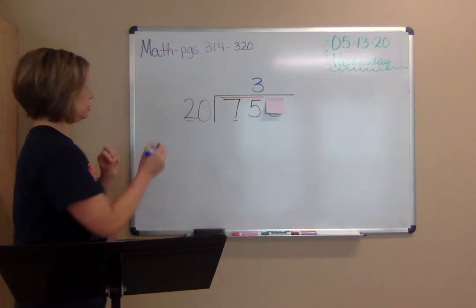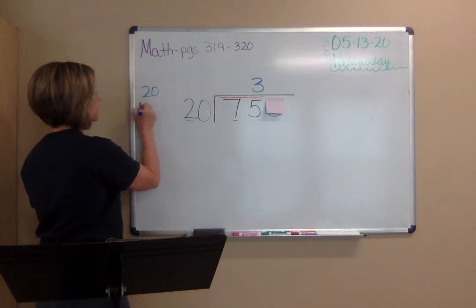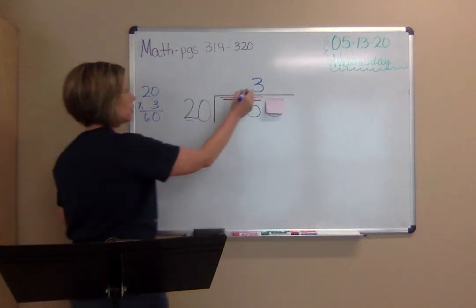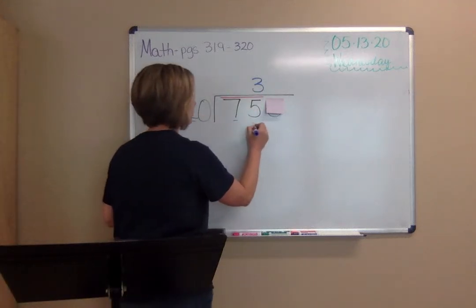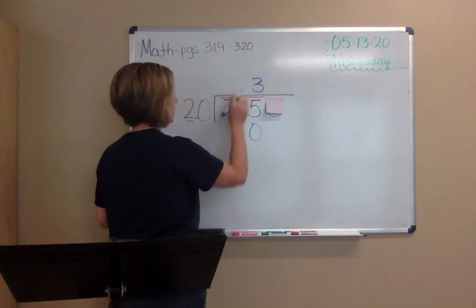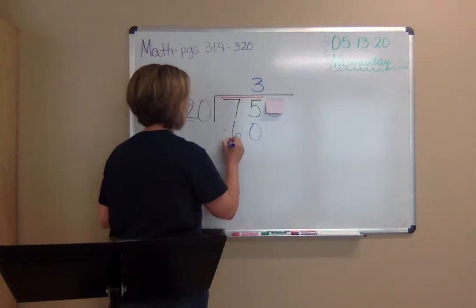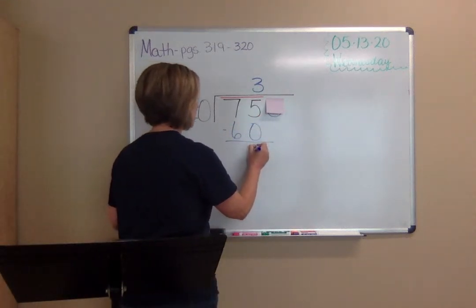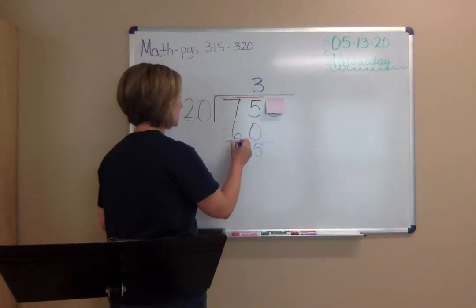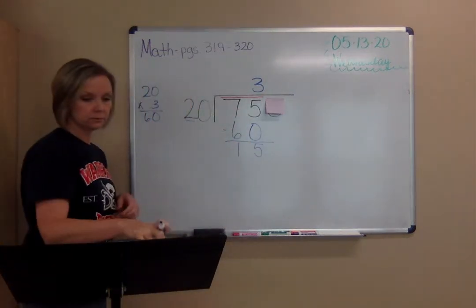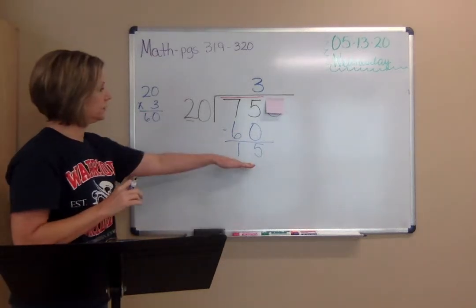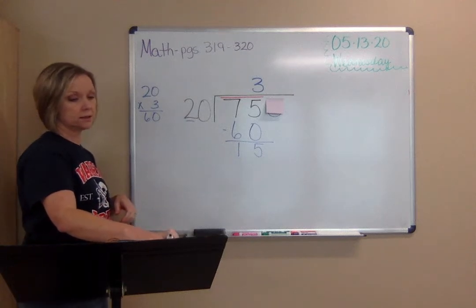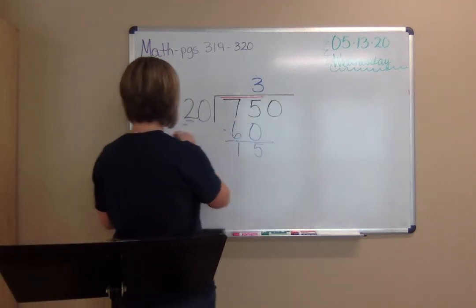Now, you can do two things here. You can say 20 times 3: 3 times 0 is 0, 3 times 2 is 6. Or you could say 3 times 0 equals 0, 3 times 2 equals 6, and then you subtract. Whichever you want to do is fine. 5 minus 0 equals 5. 7 minus 6 equals 1. Number 4, we compare. 15 is smaller than 20, so we're good. We got close enough.